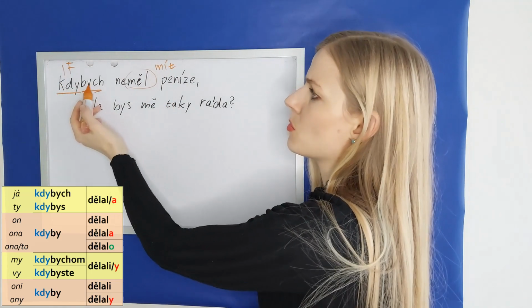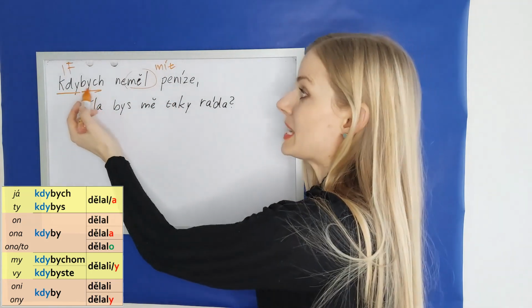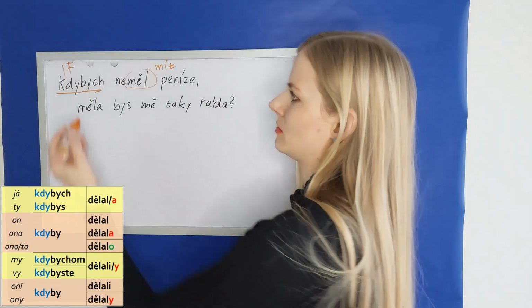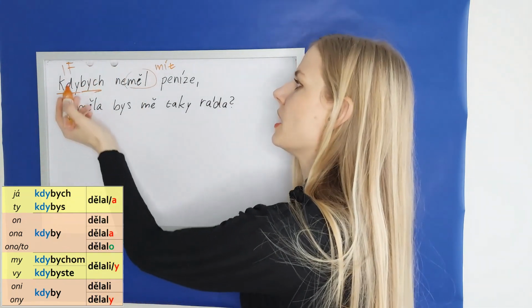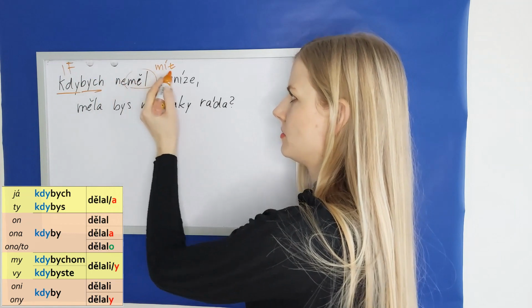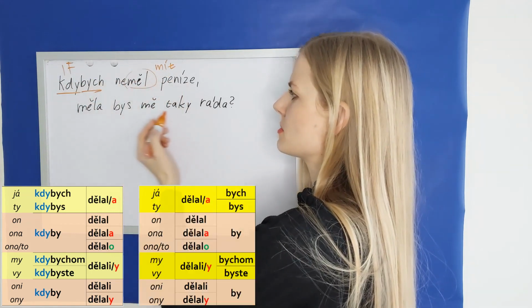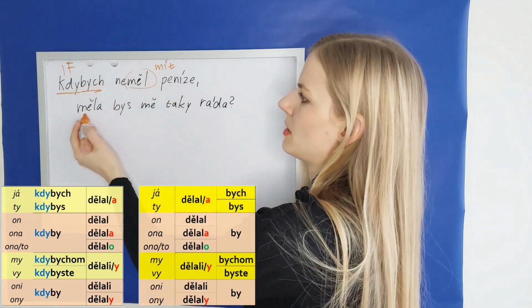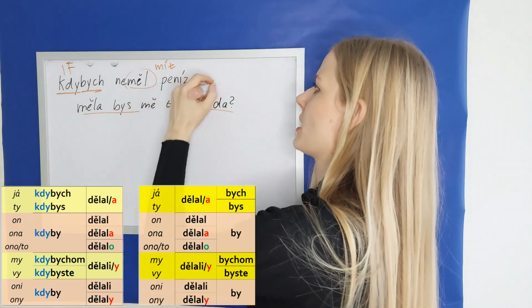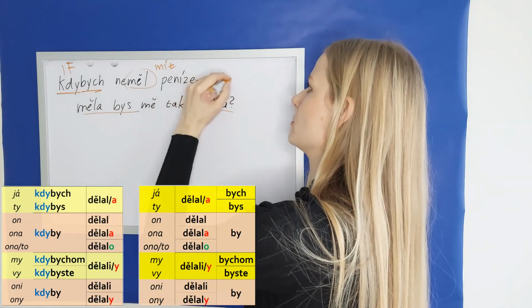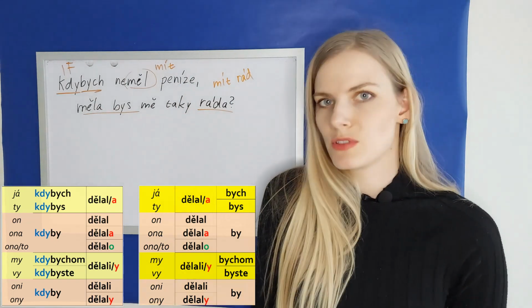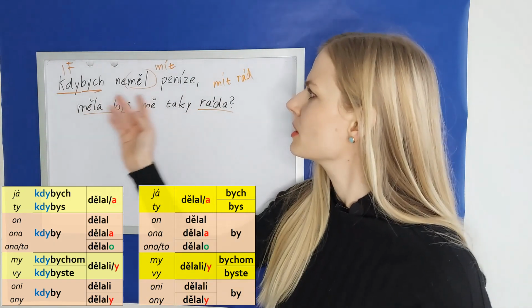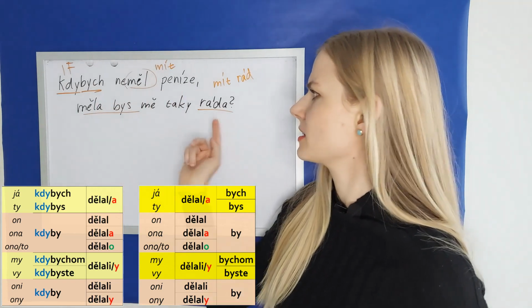If, how do we know what person it is? Bych marks that it's já. So, kdybych já neměl peníze. If I didn't have money. Měla bys mě taky ráda? Měla bys ráda, mít rád, to love or to like. Would you love me too? If I didn't have money, would you love me as well? Kdybych neměl peníze, měla bys mě taky ráda?